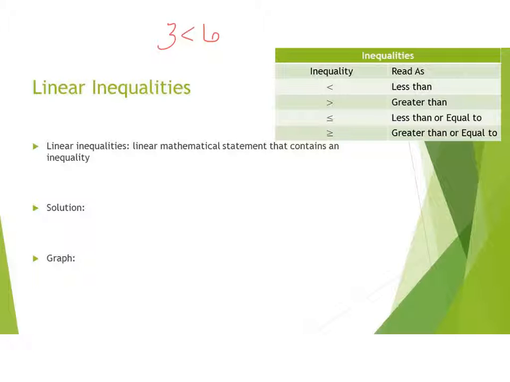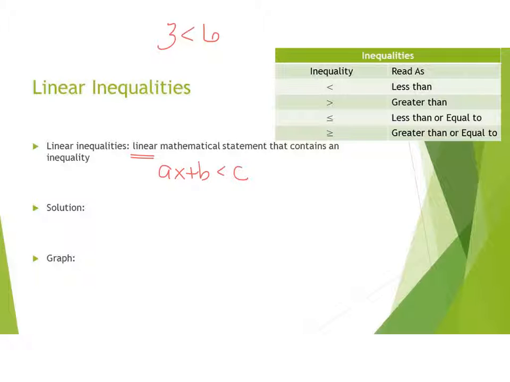So a linear inequality is a linear mathematical statement that contains an inequality. When we say linear, we mean there are no exponents in there. It's going to be something in the form like ax plus b is less than c. It could be whatever inequality you want it to be there. That would be an example of a linear inequality. The solution to this linear inequality is going to be an inequality that works as an answer.